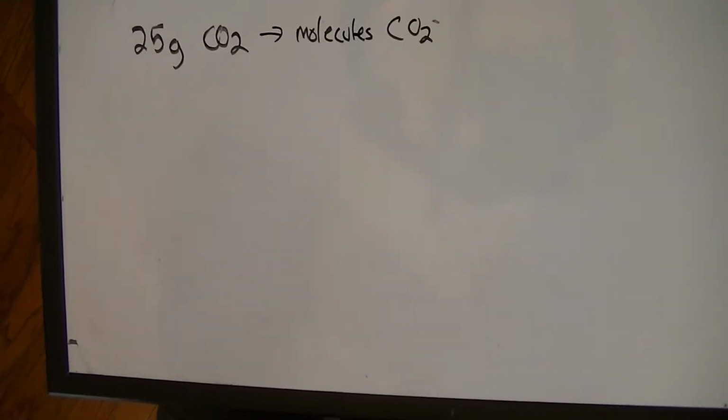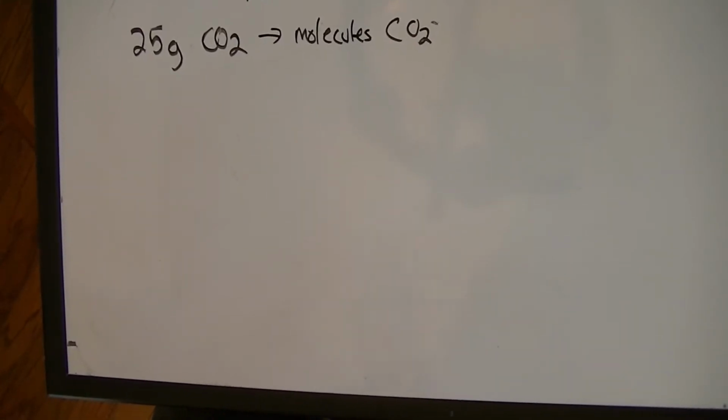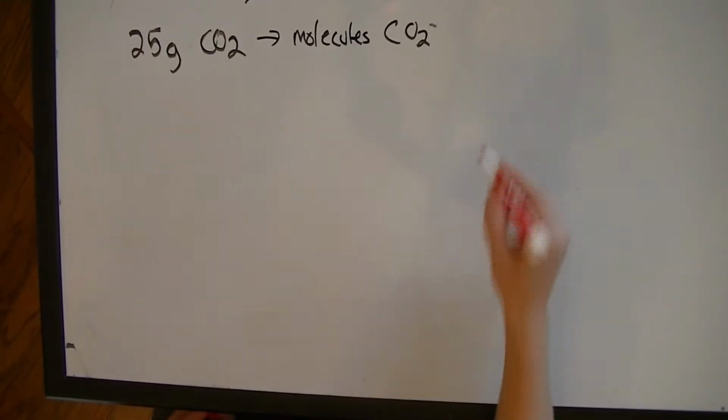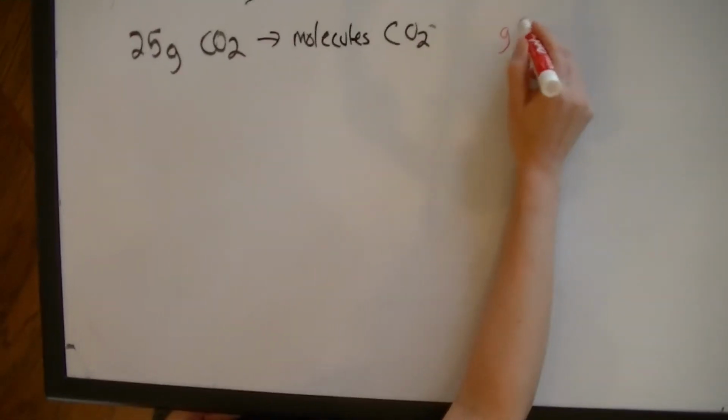All right, so if you've noticed from the flow chart on the PowerPoints, we can't go directly from grams to molecules. We have to go to moles first. So I'm going to write over in the corner here kind of my plan. So I'm going to go from grams of CO2, and then I'm going to go to moles. And then, once I'm at moles, I can go to molecules.